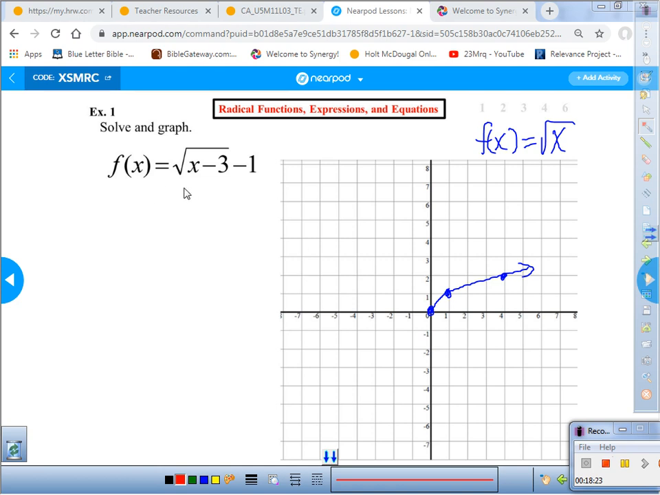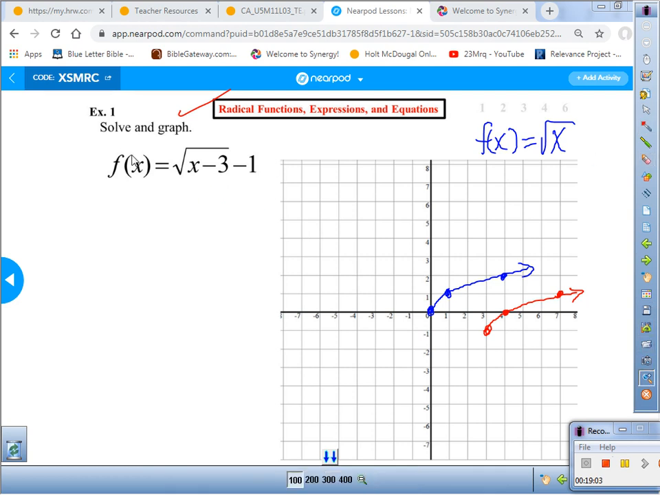And now I'm going to graph the transformation. Allie, what are we going to do with that? 3 to the right, 1 down. So I go 1, 2, 3, 1 down. 1, 2, 3, 1 down. 1, 2, 3, 1 down. And there's my new function, transformed. Are we done with graphing? Yes, Mr. Q, we're done with the graphing portion. All right, let's focus on the solving.